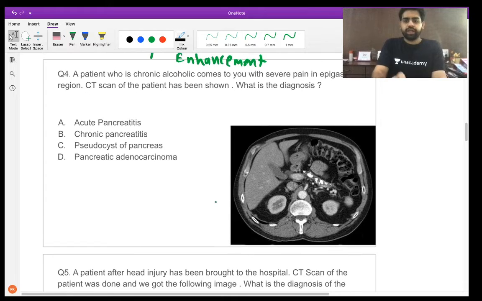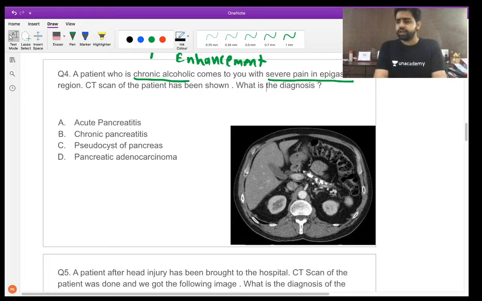Now, moving on to the next question. A patient who is a chronic alcoholic comes to you with severe pain in the epigastric region. The CT scan of the patient has been shown to you. What is the diagnosis? A very, very simple question again. The patient is a chronic alcoholic coming to you with severe pain in the epigastric region, and this is the CT scan which has been shown to you.